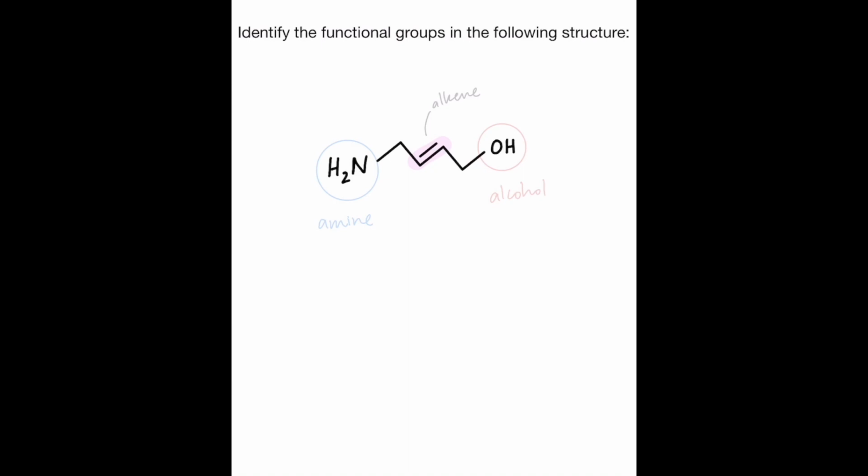Practice identifying the functional groups in the following structure. This organic molecule contains 3 different functional groups. On the left side of the structure, circled in blue, is an amine. On the right side of the structure, circled in red, is an alcohol. In the middle of the structure, highlighted in pink, is a double bond, which is an alkene.